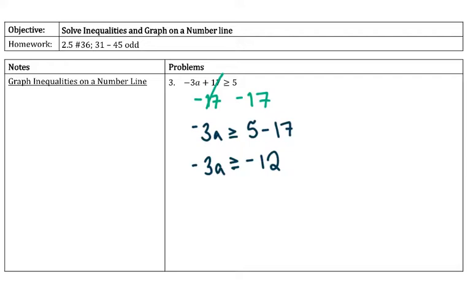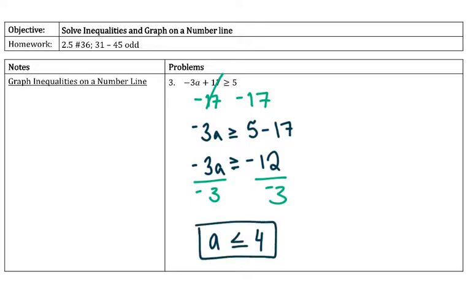But now when we divide by our -3, both sides are negative. When we divide by that -3, -12 divided by -3 is +4. -3a divided by -3 is +a. So those both became positive from both being negative. And so we've now flipped the sign. And we have our answer, a is less than or equal to 4.